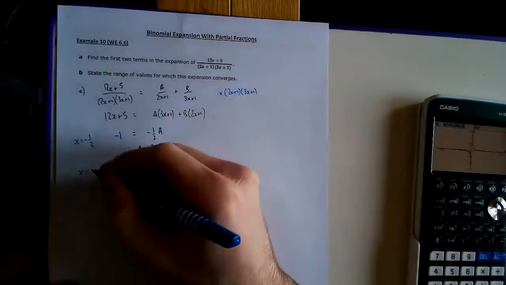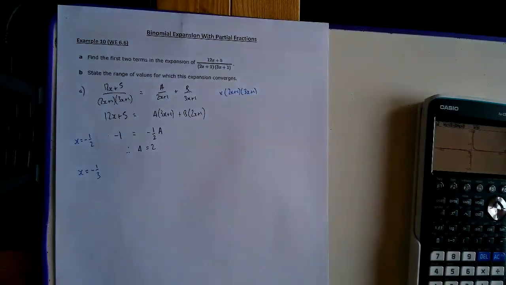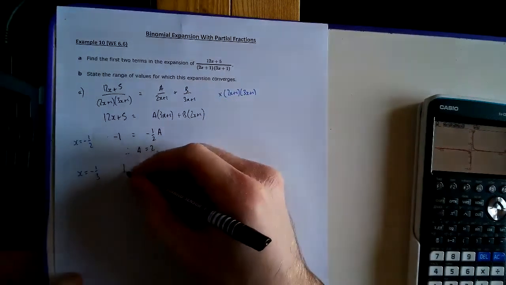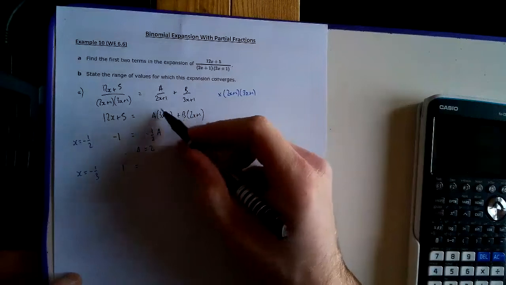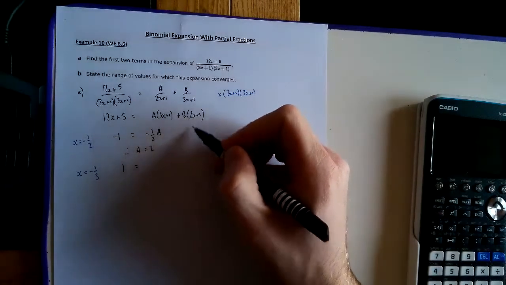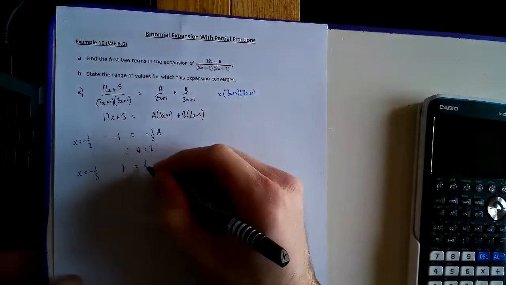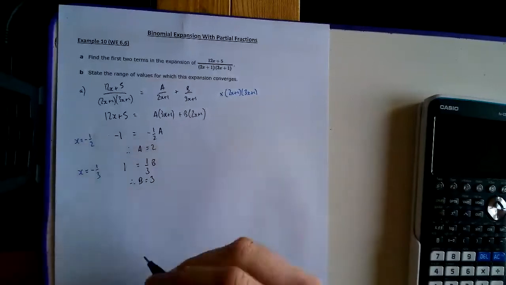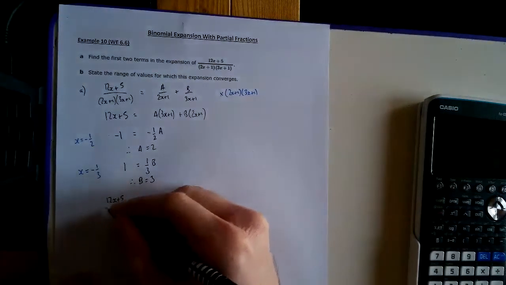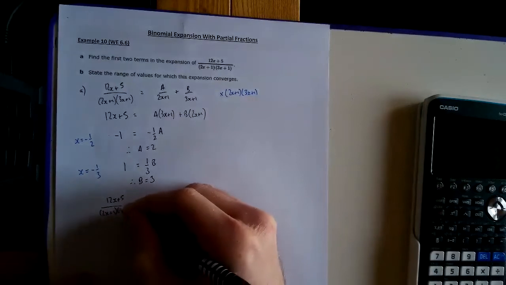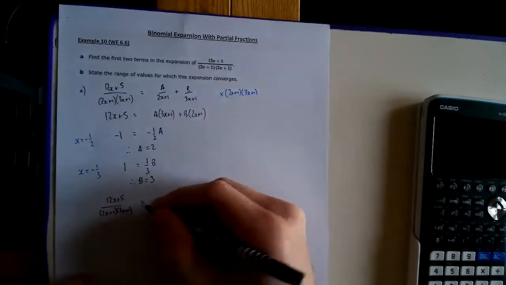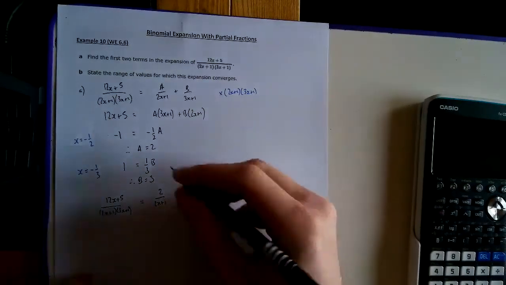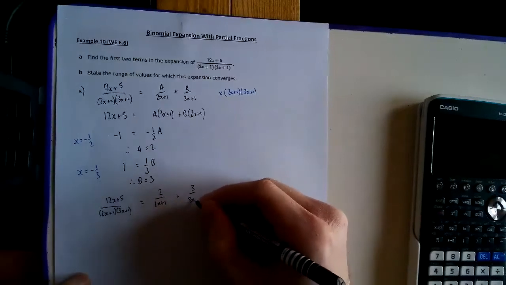Choose the next magic number, so x is minus a third. So minus a third into there gives me minus 4, plus 5 gives me 1. Minus a third into there gives me 0. Minus a third into there gives me minus 2/3, plus 1 gives me 1/3. So a third B, therefore B is 3. So 12x plus 5 over (2x plus 1)(3x plus 1) is, well, A was 2, so 2 over 2x plus 1, plus B was 3, so 3 over 3x plus 1.